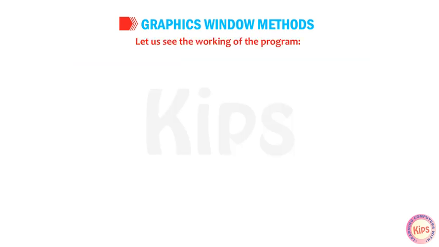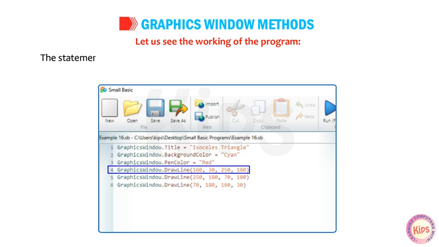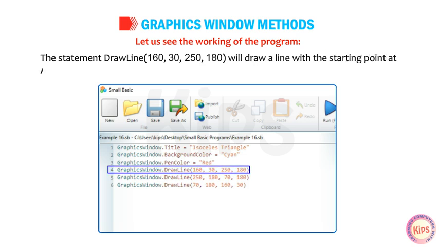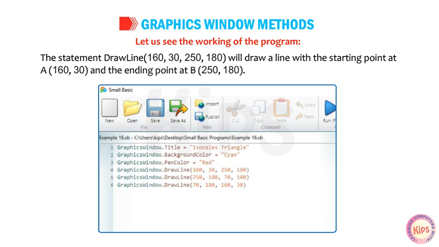Let us see the working of the program. The statement DrawLine(160, 30, 250, 180) will draw a line with the starting point at A (160, 30) and the ending point at B (250, 180).